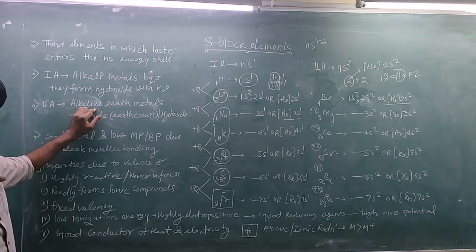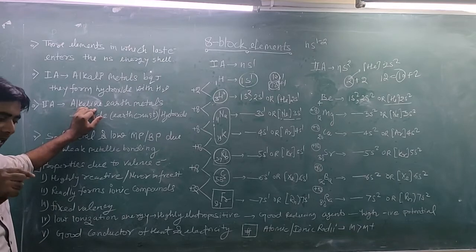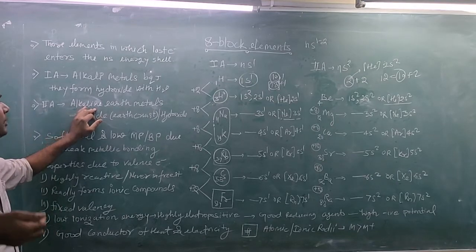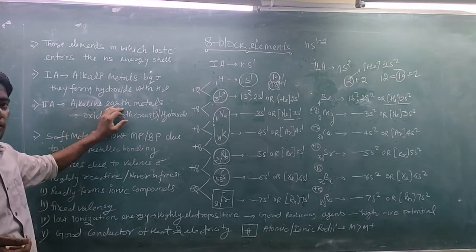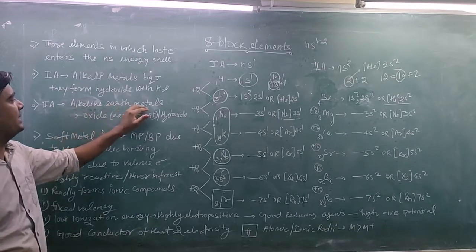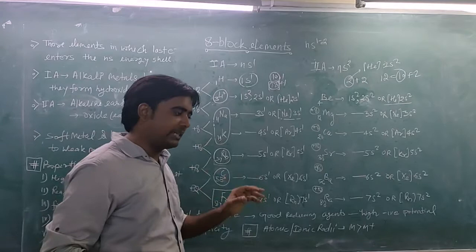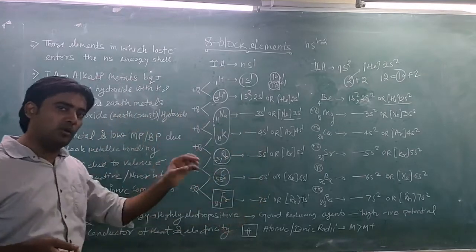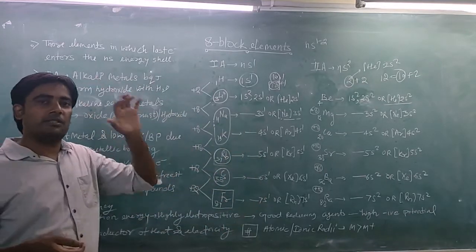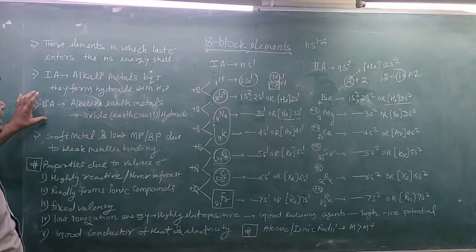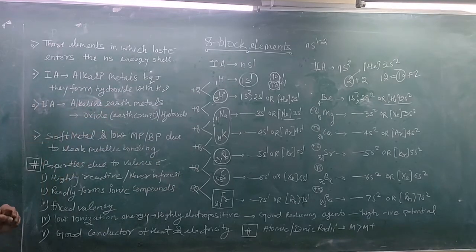And their oxides are found in the earth crust, so the name is related to earth. So alkaline earth metals, because their hydroxides and oxides are alkaline in nature and their oxides are found in the earth crust. So the second A group elements are known as alkaline earth metals.